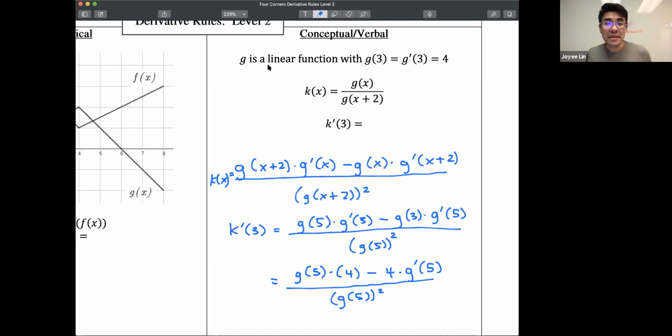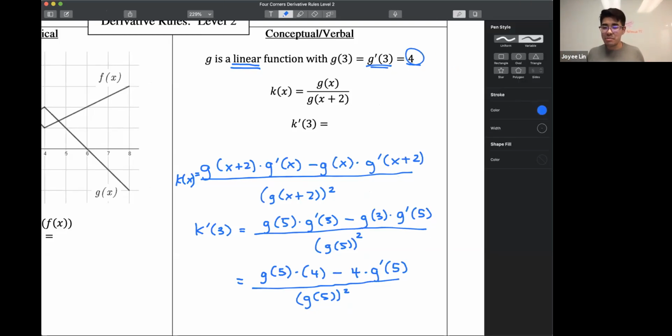Torturing y'all. It says g is a linear function, yeah? So guess what? If we have a linear function, the slope is always going to be 4, right? Because the derivative is just the slope of the line, the slope of the tangent line. And the slope of the tangent line is always going to be 4 if it's a linear function. So then I can go ahead and replace my g prime of 5 with the number 4.